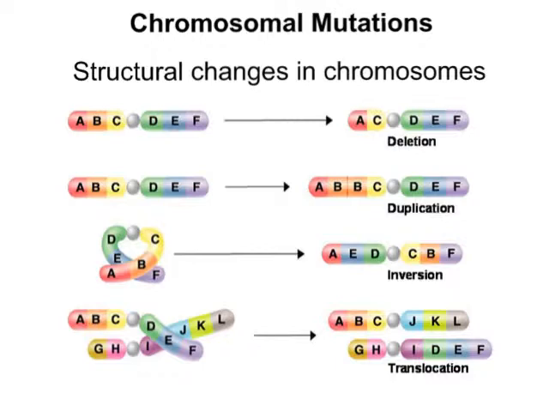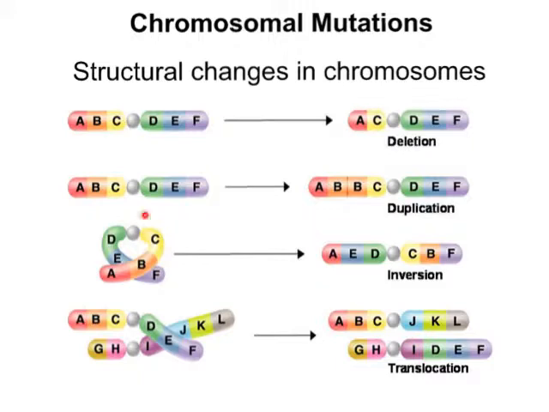Now, a chromosomal mutation is a little bit different. A chromosomal mutation is when structural changes happen in the chromosomes. And here are just a few different types of chromosomal mutations that can occur. If we have a chromosome here and simply remove some of the genetic material, that would be called deletion. There can be cases where extra information is added, called duplication.